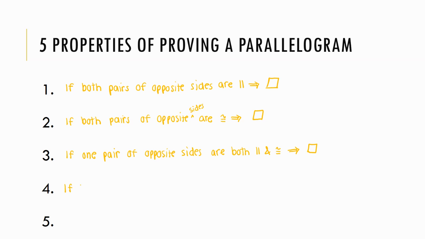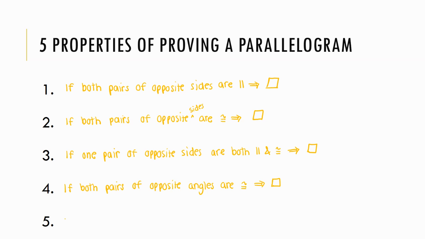The next deals with the angles. If both pairs of opposite angles are congruent, that's going to be enough information to give us a parallelogram. While we could use the property that if you have a parallelogram, consecutive angles are supplementary, we're not using that as a way of proving parallelograms. So that'll be the only angle relationship that you need in order to prove a parallelogram.